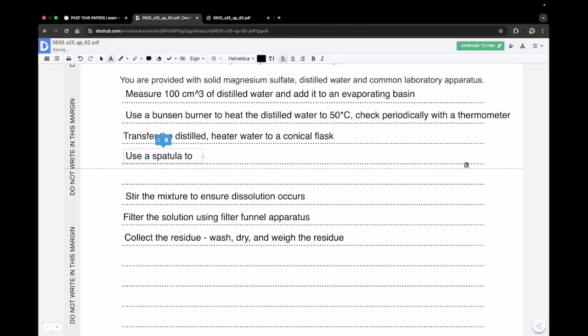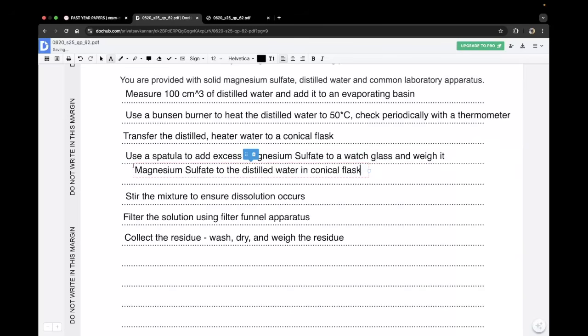You can write this at the end as well, but to maintain chronology, you should mention it here. To add excess magnesium sulfate, yes. Add magnesium sulfate to a watch glass, actually, and weigh it, right? And then you should add this mass of magnesium sulfate to the distilled water in a conical flask. So the reason to weigh it is because you need it for the calculation.